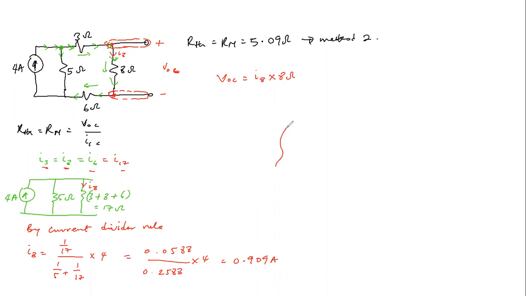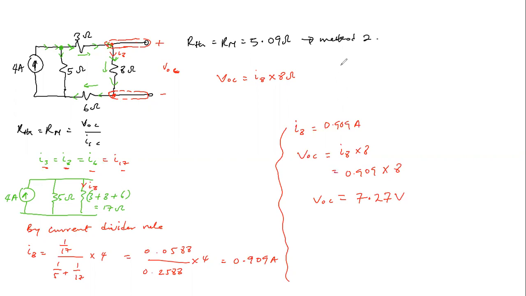So at this point, you see that I8 is the same as 0.909. And the open circuit voltage is the same as I8 times 8, which is 0.909 times 8 ohms. So that will give us 7.27 volts, you will see. Okay. Now recall what we are trying to achieve here: R Thevenin, the same as VOC by ISC. Now we've been able to establish that the open circuit voltage is 7.27 volts, right?